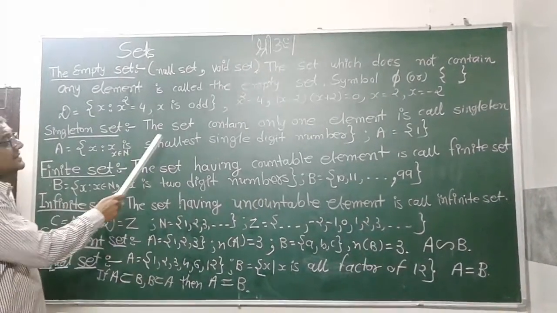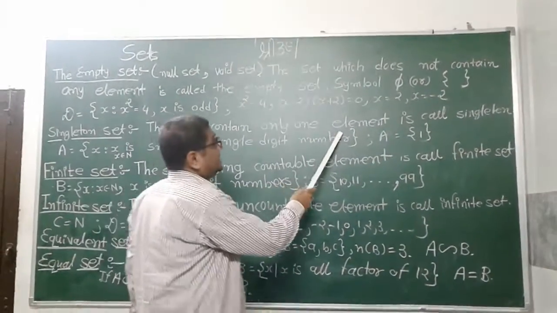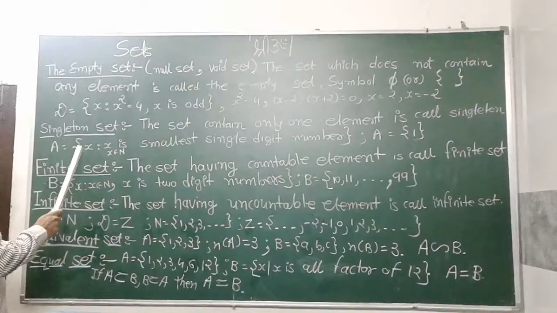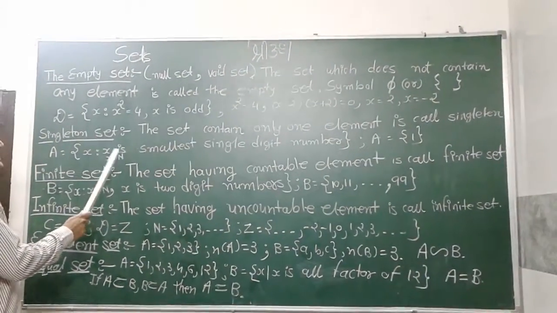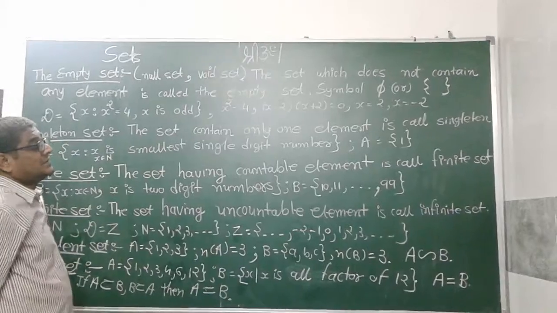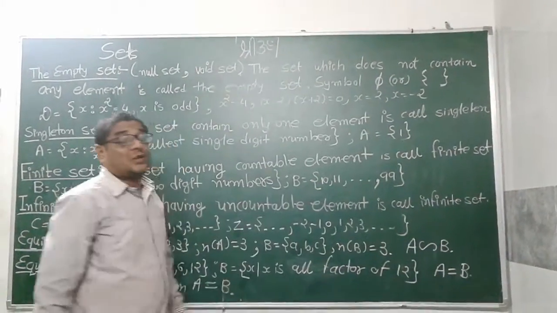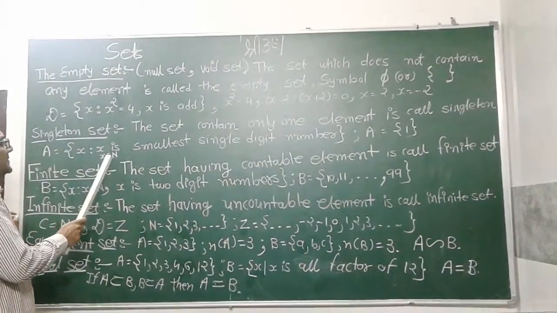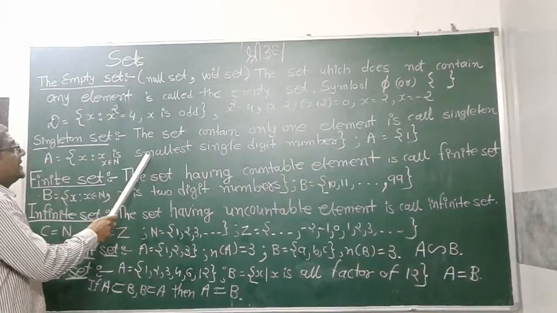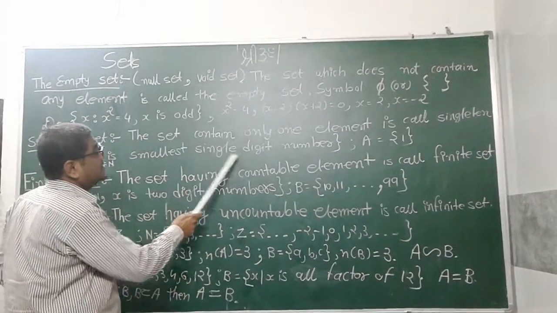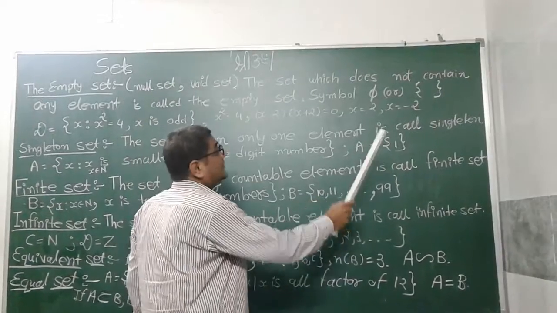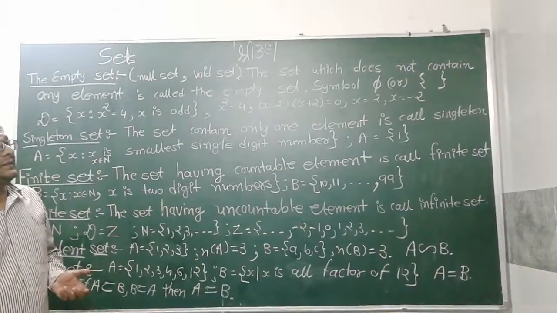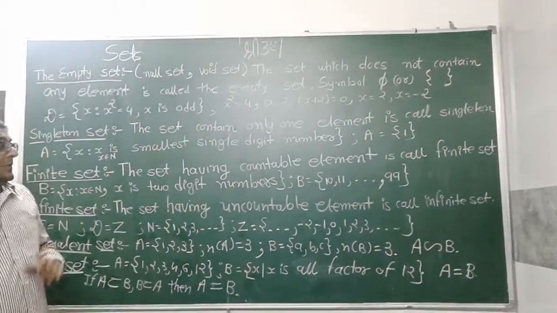Singleton set: the set containing only one element is called a singleton set. For example, A is equal to {x such that x belongs to N, x is the smallest single-digit number}. So A is equal to {1}. Only one element is there. Another example, B is equal to {x : x belongs to N, and x is the greatest two-digit number}. So B is equal to {99}.